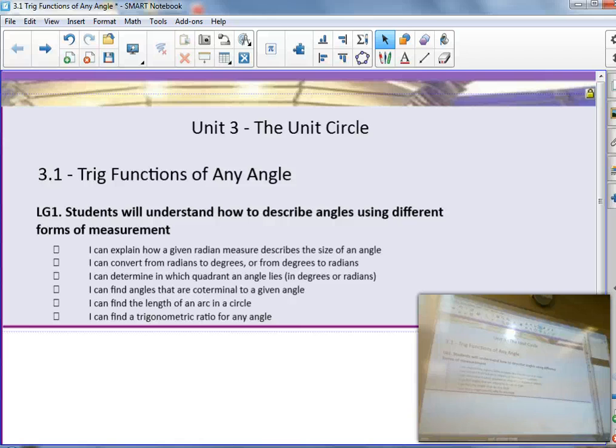The unit circle. We can already do some of these things. Do you guys remember how to explain what a radian does? How a radian measures an angle? Can you find it in your notes? Probably. Actively look in your notes, please.